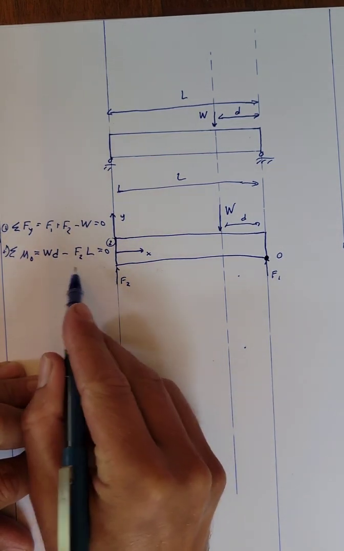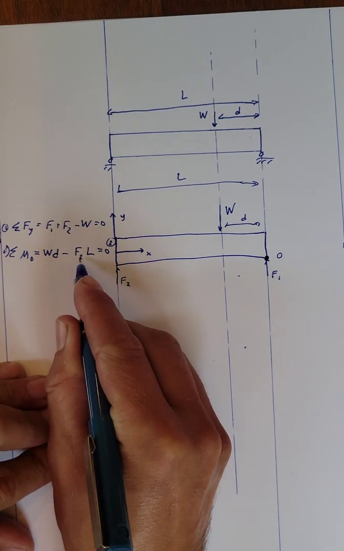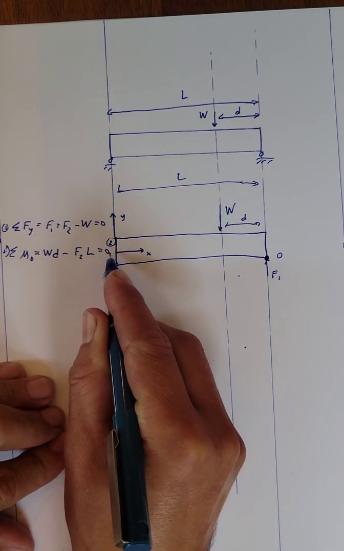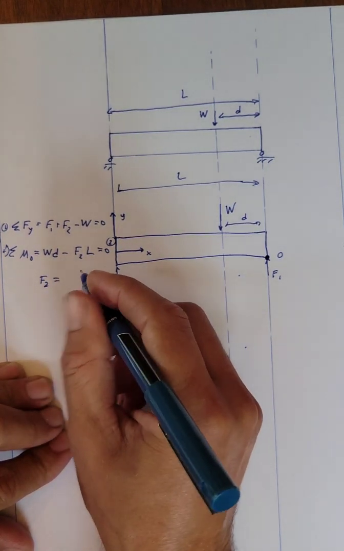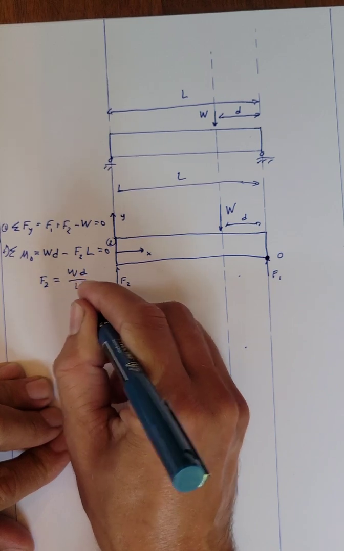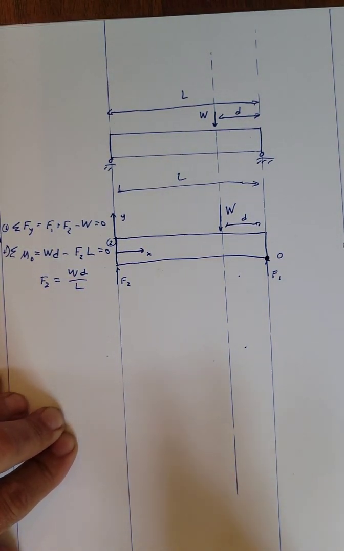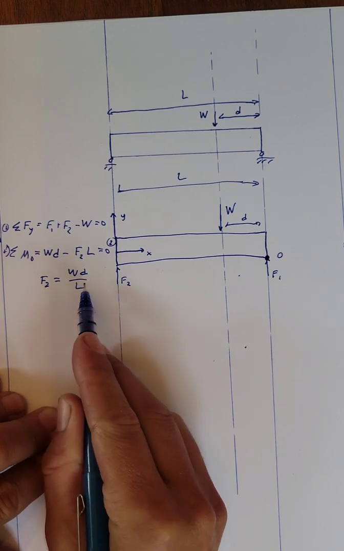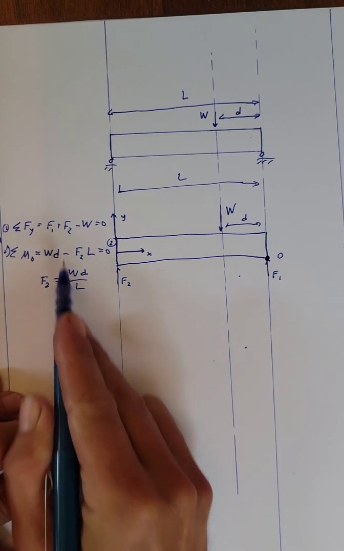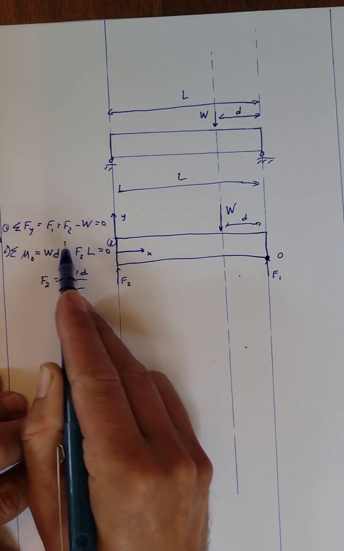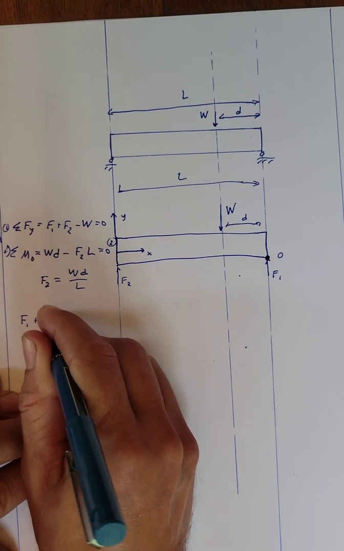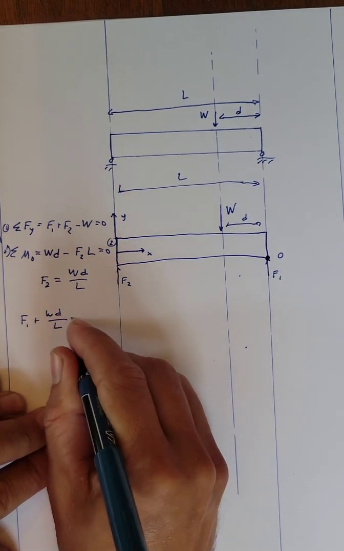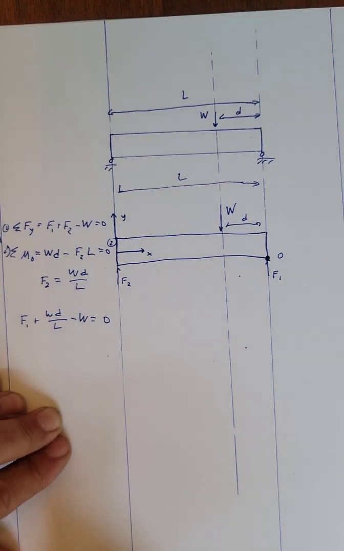And if we take equation 2 and we move some things around here, right? So I can take F2 times L and move it over to the other side because it's subtracted. And then I can divide both sides by L. So that's what I'm going to do to find F2. F2 is equal to W times D over L. I can now take this result, F2 is equal to WD over L, and plug that into equation 1 and solve for F1. So we have F1 plus WD over L minus W is equal to 0.